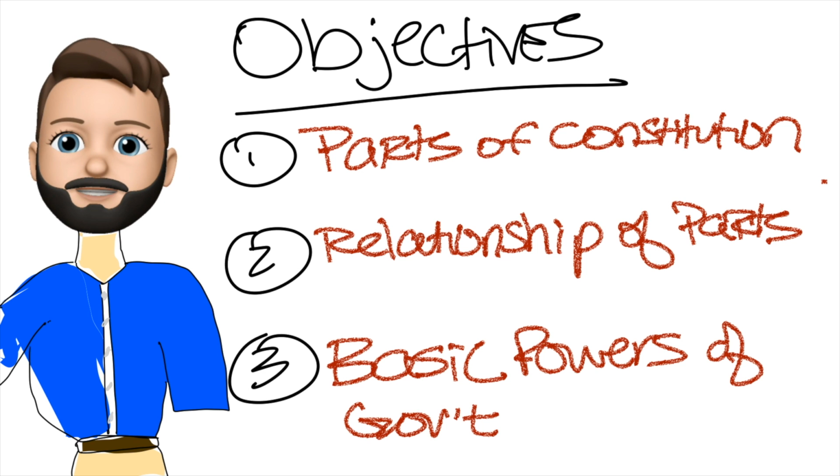Okay, so today's objectives are to look at parts of the Constitution, the relationships with some of those parts, and some of the basic powers of government. In essence, just a general overview.